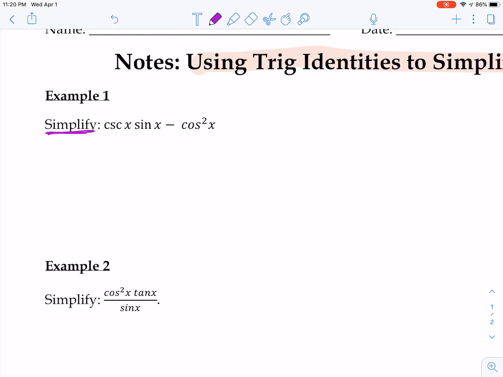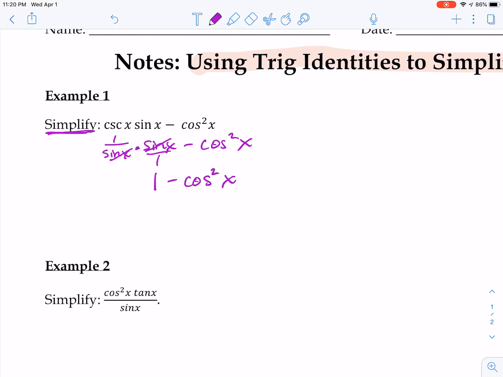So the first thing I notice is right away, you want to write them if you can in terms of sine and cosine. That's a good little trick. So cosecant is 1 over sine, and that's being multiplied times sine, and then we're subtracting cosine squared. Well, this is understood to be over 1. This sine is on top, this is on the bottom, and they're being multiplied, so it cancels. So we get 1 minus cosine squared x.